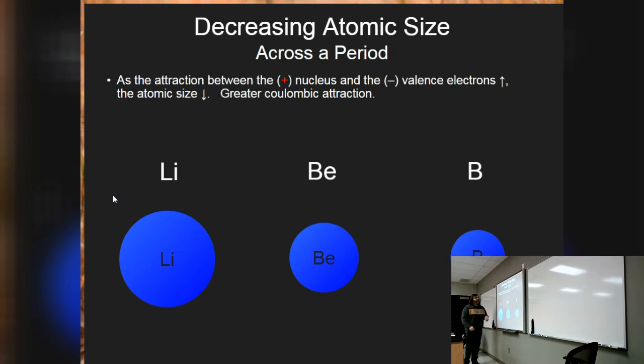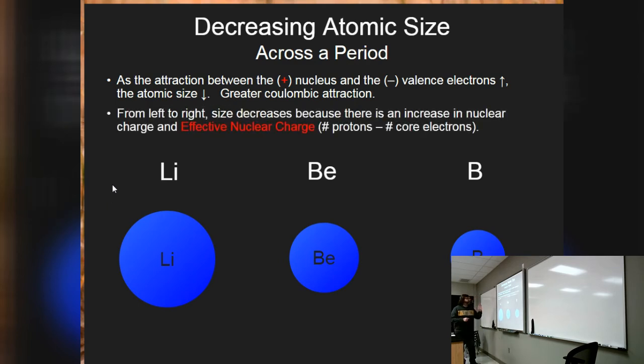Now, it's a balancing act, like I said, between the attractions to the nucleus and the repulsions between the electrons. So the attraction between the nucleus and the valence electrons increases as we move across the period. But the atomic size decreases because the attraction is increasing as we move along. As the nucleus gets more and more positive charge, we're getting a greater attraction to the nucleus from those valence electrons. And so a greater attraction means a smaller atom. As we move from left to right, the size decreases because of that.